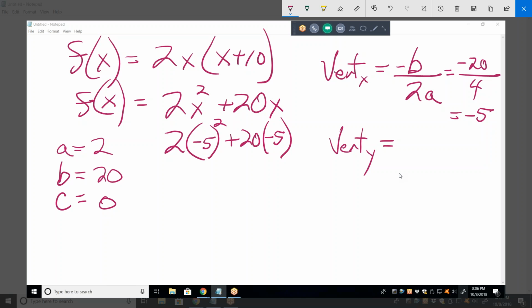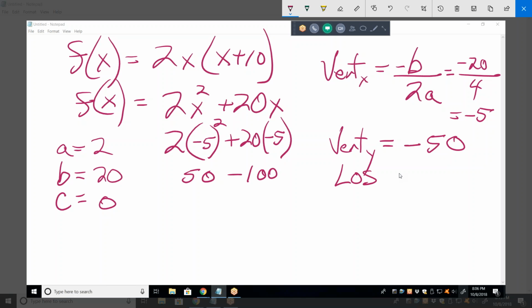So 50 plus negative 100, which is the same as minus 100. You don't need both the plus and the minus then. So what's 50 minus 100? 50 minus 100 is negative 50. That is the y of the vertex. So let's see, we've got our vertex.